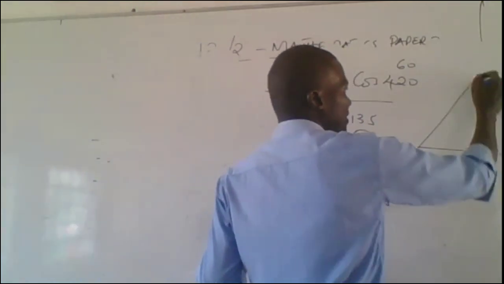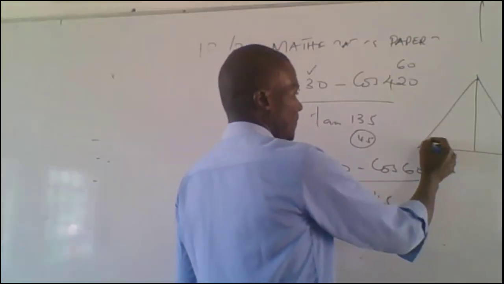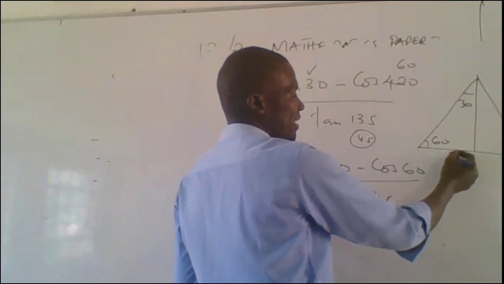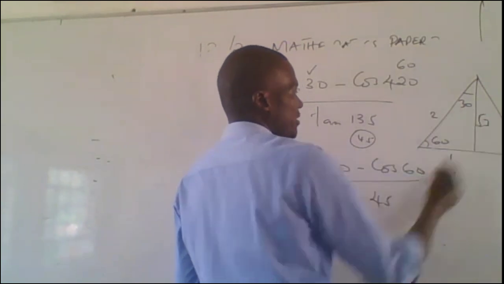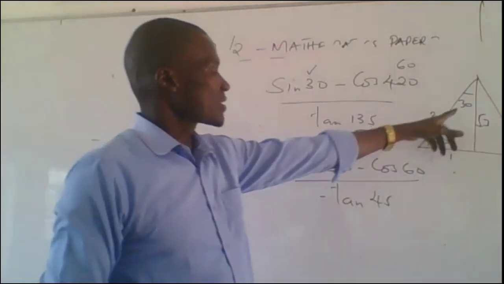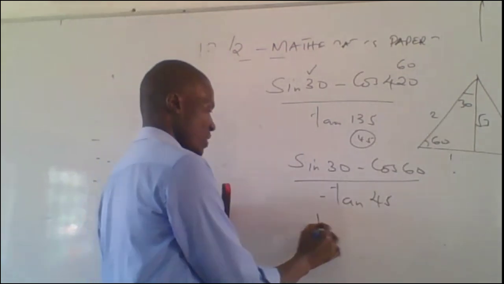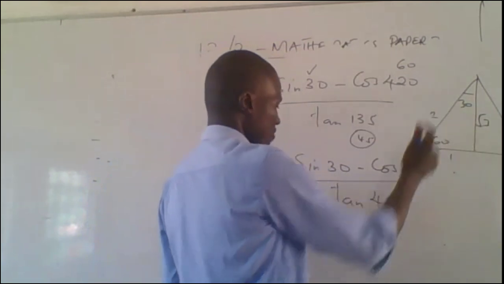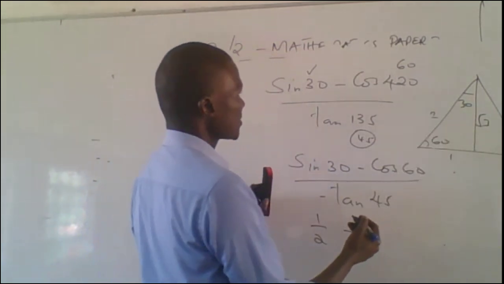Some calculators will give you direct values, but if they say without using a calculator, then you must know what you're supposed to do. So what do we do in this case? If it is 60, here will be 30. I will have here as 1, 2, here with 3. So you can get sine 30. Sine 30 is 1 over 2. So this will be 1 over 2 minus cos 60. Cos 60 is 1 over 2 again.